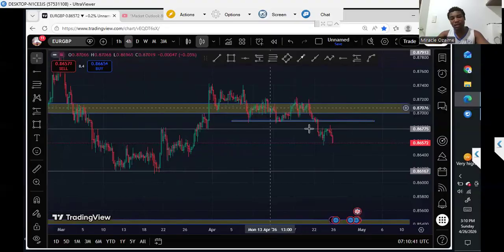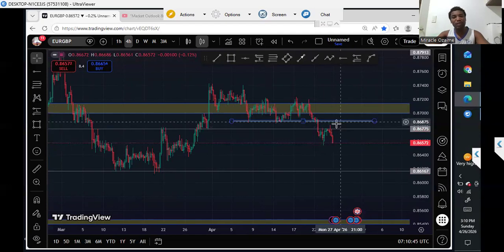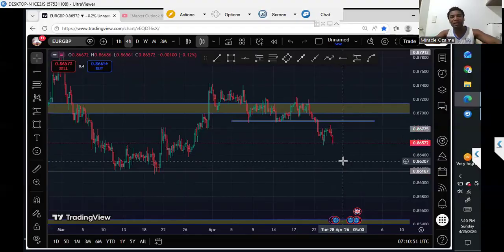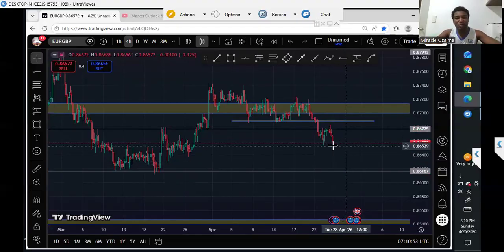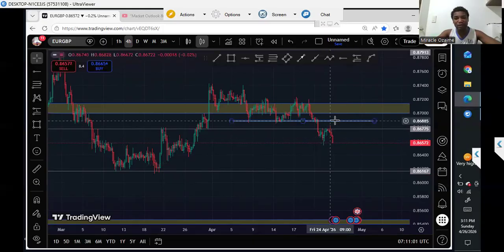So I'm leaning towards price action. If it corrects towards the upside, I'm going to place another trade for a sell. But if it does not correct and begins to push downward, I don't like to place a trade when the trade is already gone. But if it pulls back towards this area, I'm going to take another sell for this trade. So that's my thought on Euro GDP as of the moment.